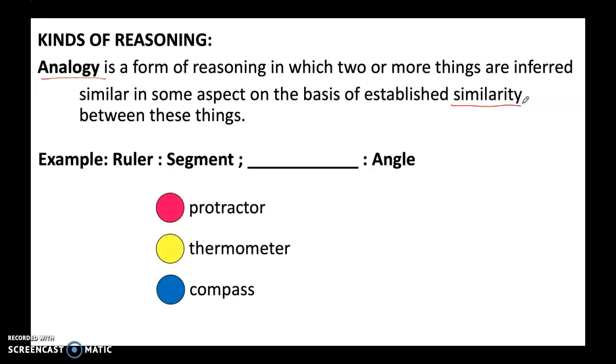Example, ruler is to segment, blank is to angle. So we need to determine what is the relationship of ruler to the given segment. As we can see, the ruler is used in measuring the segment. So based on the three choices, protractor, thermometer, or compass, what device do we use to measure an angle? The device that we use to measure an angle is the protractor.